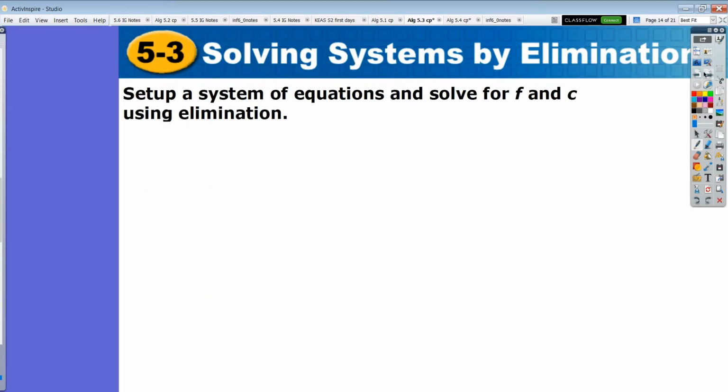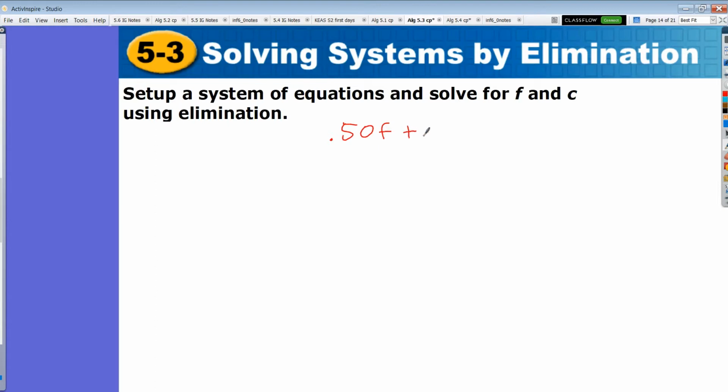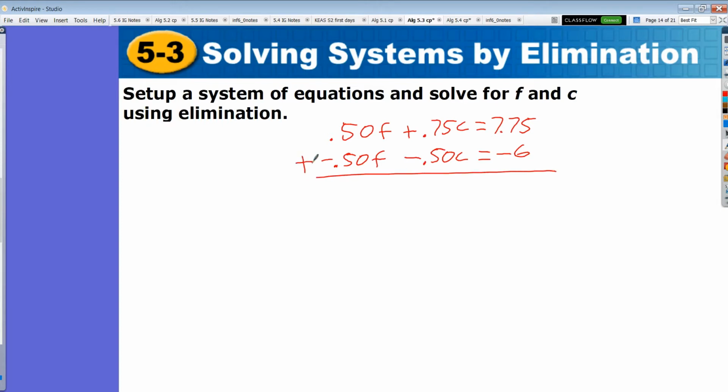All right, you guys don't need to rewrite this down if you don't have to, but here's my two equations that we had to work with. We got 0.50f plus 0.75c equals $7.75. And then the one after we dropped the bomb, we got negative 0.50f minus 0.50c comes out to negative 6. All right, so there's my two equations. They are ready to stack and add.